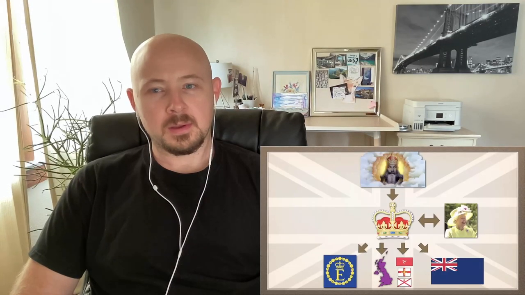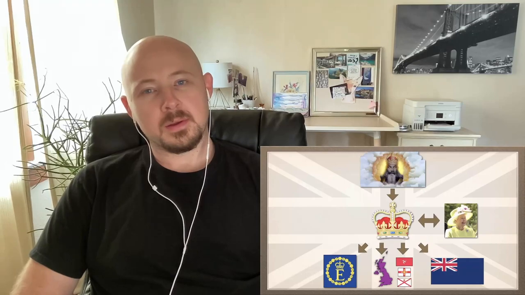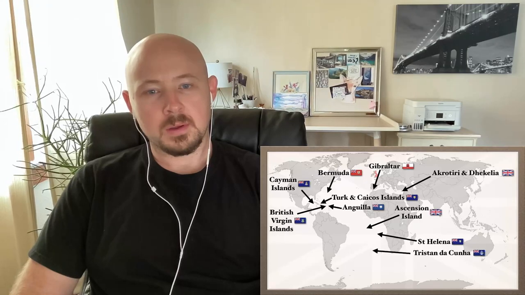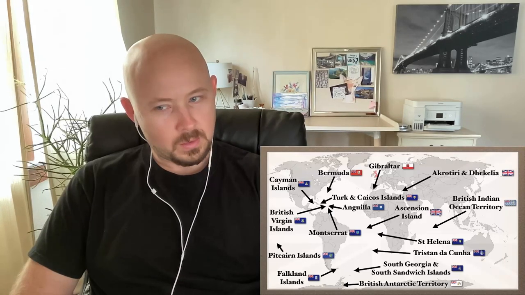They are the last vestiges of the British Empire. Unlike the Commonwealth Realm, they have not become independent nations and continue to rely on the United Kingdom for military and sometimes economic assistance. Like the Crown Dependencies, everyone born within their borders is a British citizen. The Crown Colonies are, in decreasing order of population, Bermuda, the Cayman Islands, the Turks and Caicos Islands, Gibraltar, the British Virgin Islands, Akrotiri and Dhekelia, Anguilla, St. Helena, the Ascension Islands, Tristan da Cunha, Montserrat, the British Indian Ocean Territory, the South Georgia and South Sandwich Islands, the Falkland Islands, the British Antarctic Territory, and the Pitcairn Islands.